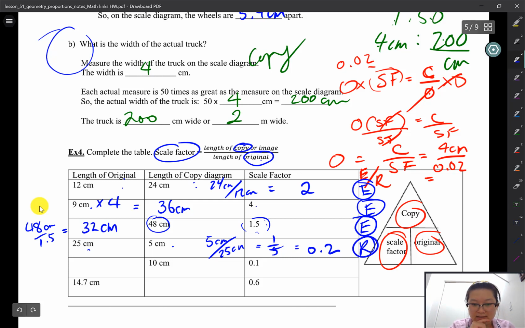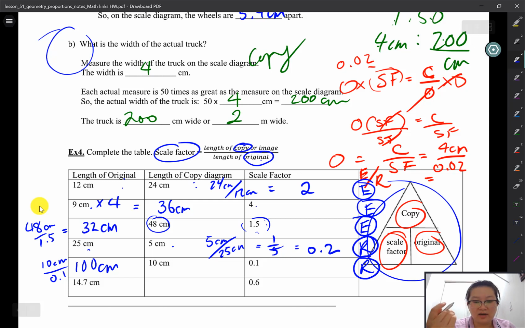Okay, next I have a scale factor of 0.1, also less than 1, meaning it's a reduction. To get my original, this is similar to what I did up here. I take my copy, which is 10 centimeters, I divide it by my scale factor, which is 0.1, and that's going to give me 100 centimeters. Again, don't forget, if you really love this triangle, go ahead and use it. I'm not going to cry over it. Copy is up here. Copy divided by scale factor gives you your original.